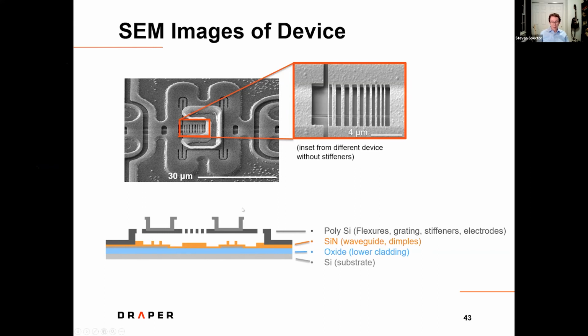The other thing to point out is the materials we use are polysilicon, silicon nitride, oxide, and of course the silicon wafer itself. So nothing exotic here, all standard CMOS materials.